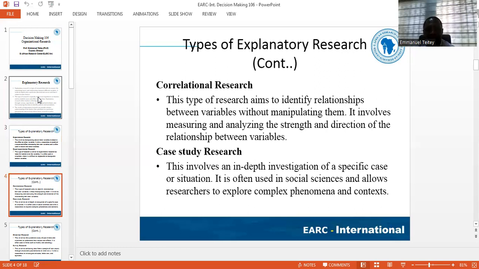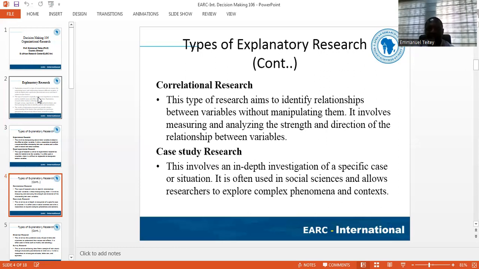Correlation research. This type of research aims to identify relationships between variables without manipulating them. It involves measuring and analyzing the strength and the direction of the relationship between the variables.